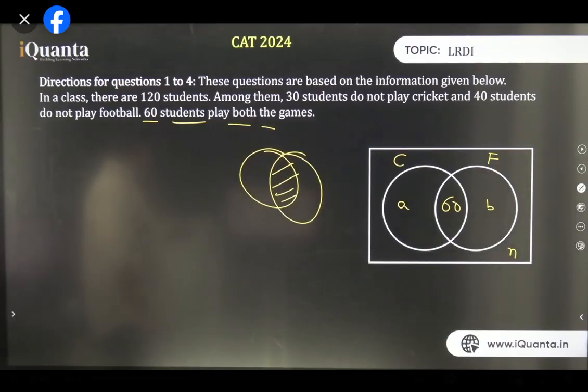We will always assume that, because if all were playing something, N will be 0 automatically. When you start calculating, N will become 0. Okay? So when it's not mentioned, we'll actually assume it.